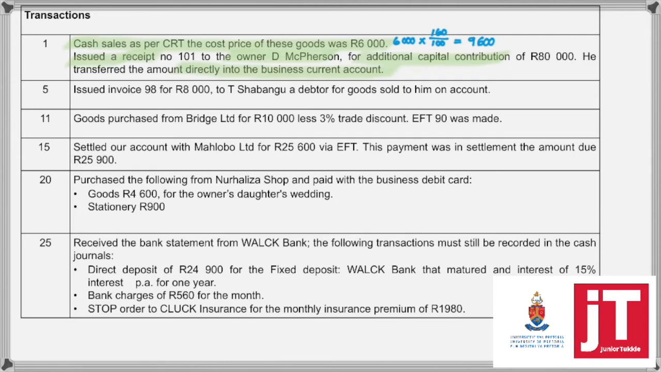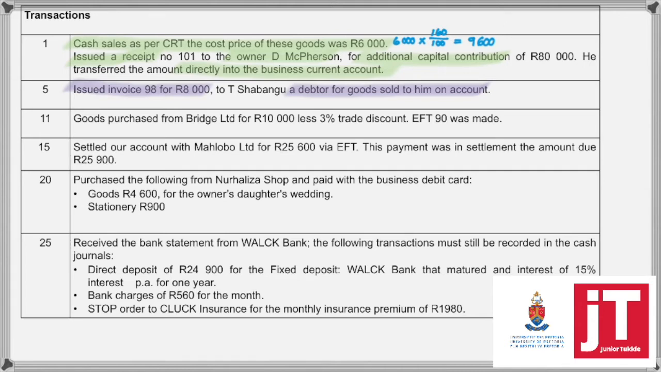The next transaction, issued a receipt, is also CRJ, capital contribution, so that will be your capital in your CRJ. Number 2, issued an invoice to Mshlangu, who is a debtor. We sold to him on account, so that will be your debtors journal. We have to work out the cost of sales there as well, and I'll show you the calculation in the debtors journal.